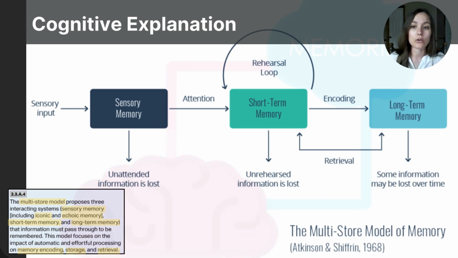Retrieval is the word we use to describe the process of getting the memory out of storage. So, this early model was called the multi store model, and it helps cognitive psychologists explain the flow of information through the different types of memory storage.